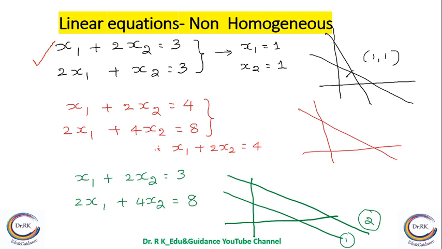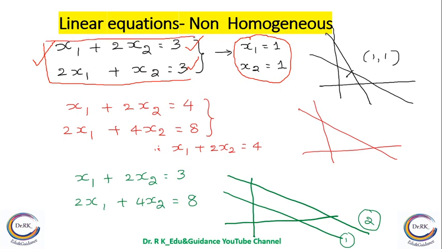Or otherwise, if I put x1 equal to 1, x2 equal to 1, then x1 is 1, that is 1 plus 2 into 1, that is 3. And 2 into 1 plus 1, that is 3. That means these values x1 equal to 1, x2 equal to 1 satisfy both the equations. That's why this is called a solution. And you won't find any other combination of x1, x2 which satisfies this.